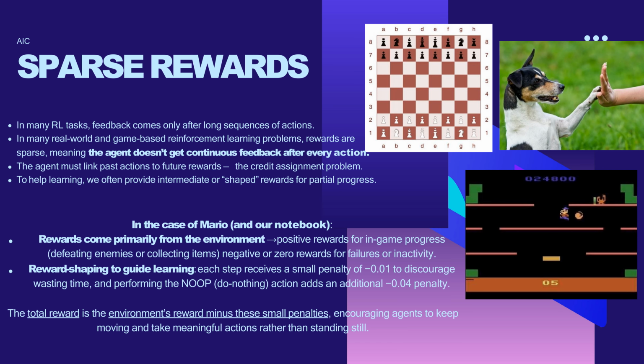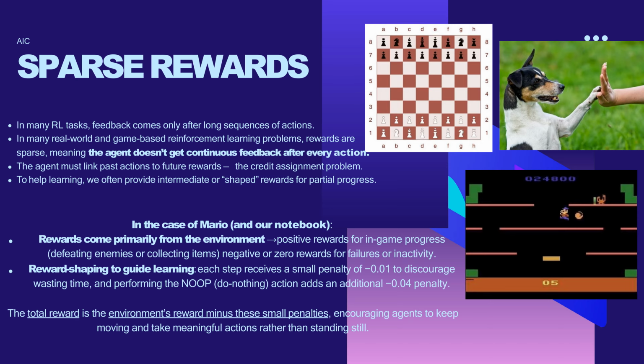Slide 5, sparse rewards. One challenge in RL is dealing with sparse rewards. In many tasks, the agent receives feedback only after a long sequence of actions. For instance, in a game, you might only get points after completing a level, not for every single action you take. This leads to the credit assignment problem, where the agent must figure out which past actions led to the eventual reward. To help with this, we can provide intermediate rewards or shaped rewards for partial progress.